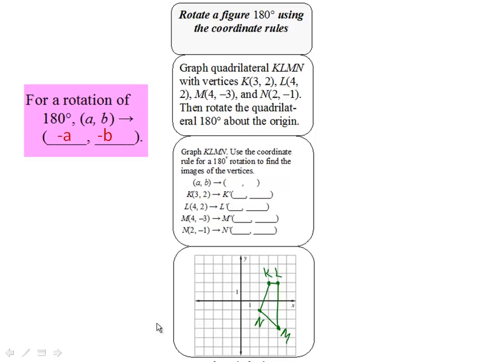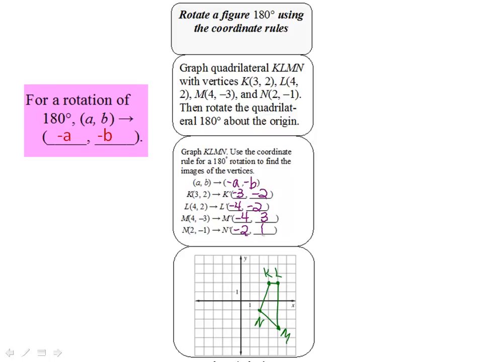Remember, we're going to do the opposite of A, the opposite of B. So we keep the numbers in the same order, but do the opposite signs. If K is 3, 2, K prime is negative 3, negative 2. L is 4, 2, so L prime is negative 4, negative 2. M is 4, negative 3, so M prime is negative 4, positive 3. And N is 2, negative 1, so N prime is negative 2, positive 1.